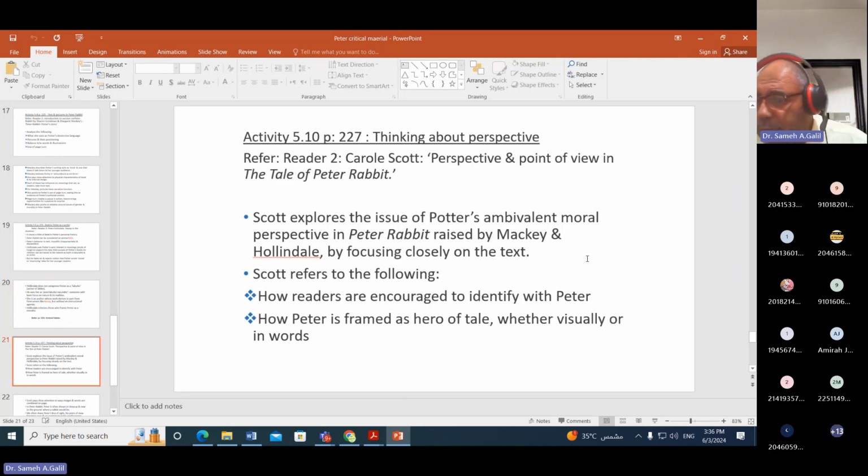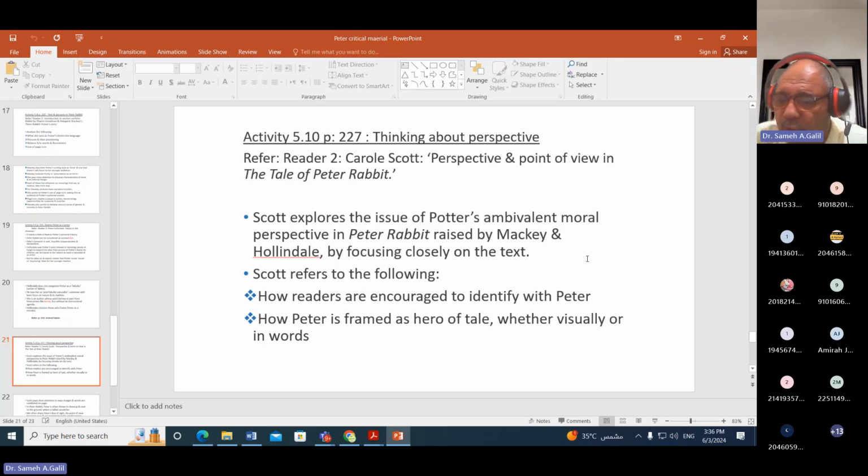Again, the last one would be Carol Scott, perspective and point of view. Again, she is showing us this ambivalence towards the work, and she says that Potter is ambivalent. Ambivalent means that you cannot really know whether she is with what Peter Rabbit did or not, whether she liked the idea that he said no to his mom and went against her instructions and decisions, whether she is for that or against that. She is very ambivalent.